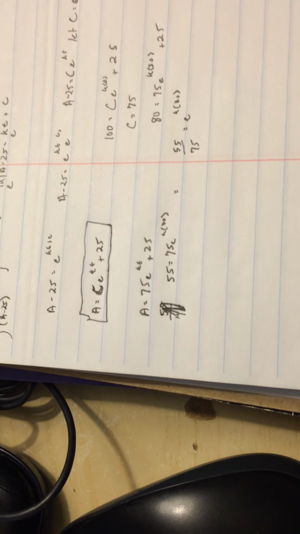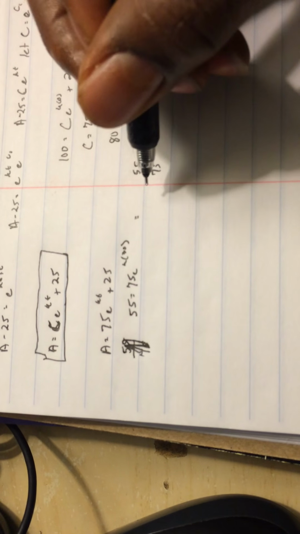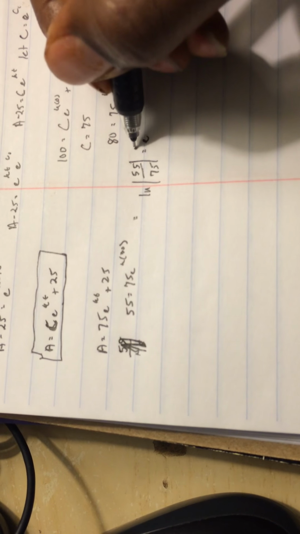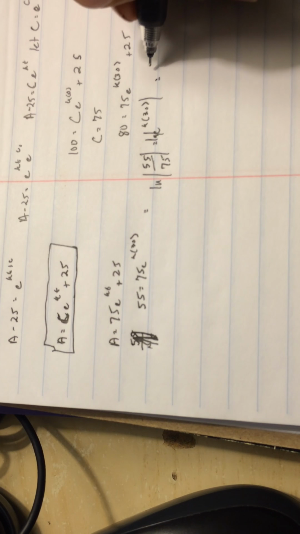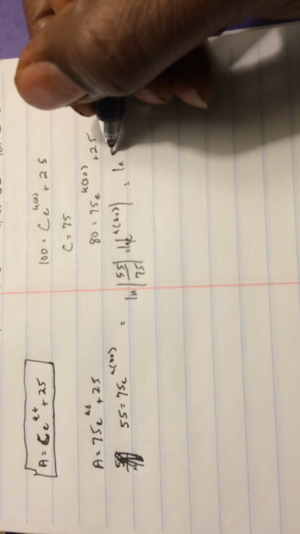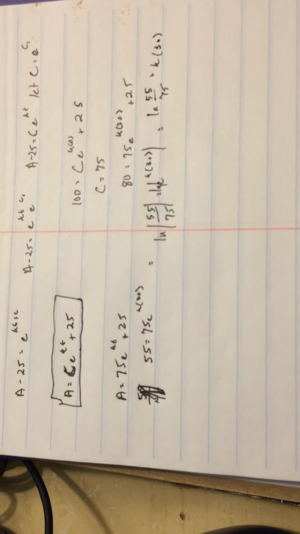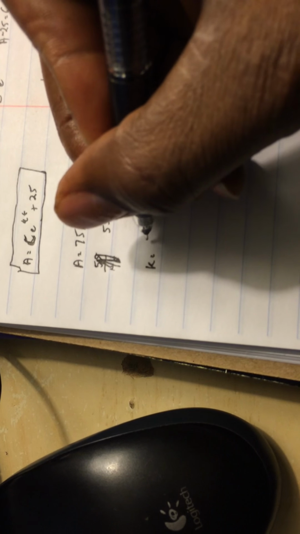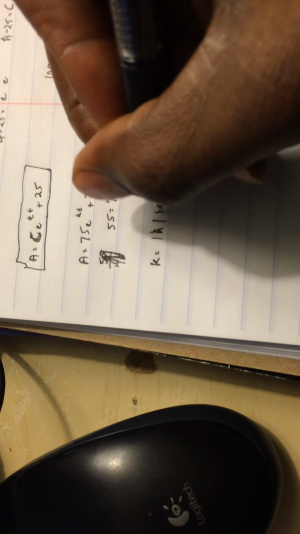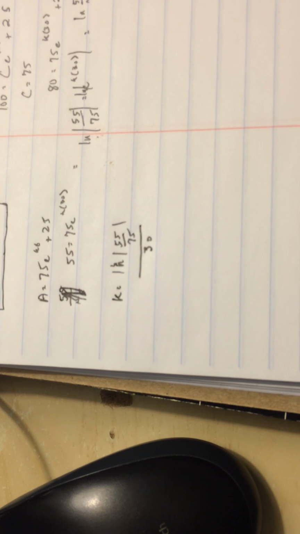Now to get rid of our e in this equation so we can solve for our K, we're going to take ln of both sides. That's going to get rid of our e. So we're going to end up with the ln of 55 over 75 equals K times 30. We're going to divide 30 out, and we end up with K equals the ln of 55 over 75, divided by 30. And that's going to be our K.